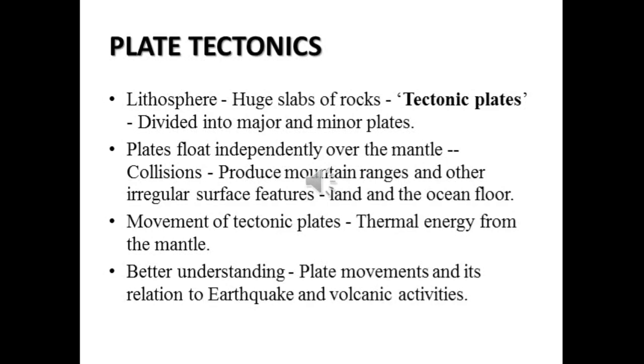Whenever these plates collide with each other, it produces irregular surfaces on the earth, both on land and in the ocean floor. This phenomenon is called plate tectonics. Plate tectonics is nothing but the collision of the plates that produces mountain ranges or other irregular surfaces.